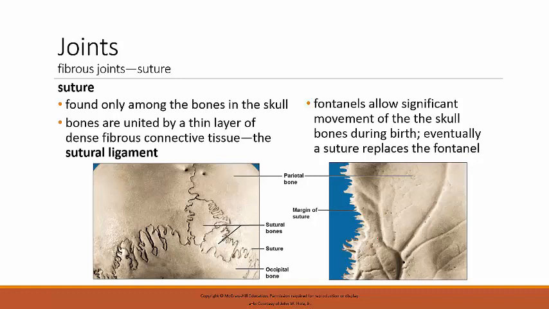Fontanelles allow really great movement of the skull plates of those bones during birth, but eventually that fontanelle, that soft spot, will be replaced with a suture as bone forms there where the membranes of the fontanelle are. And so this would be a wormian bone here that has developed in the sutures. I'm not sure exactly where in the skull we're looking at, but it looks like it's down at the bottom of the skull at the base where the occipital and the parietal bones come together.